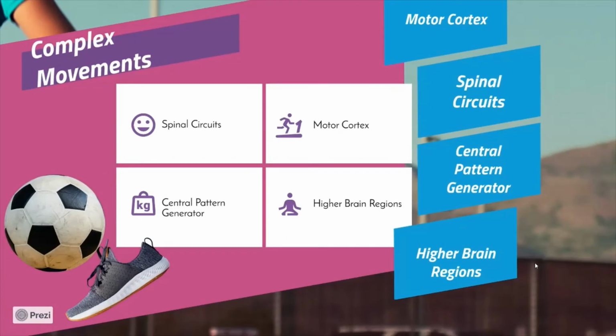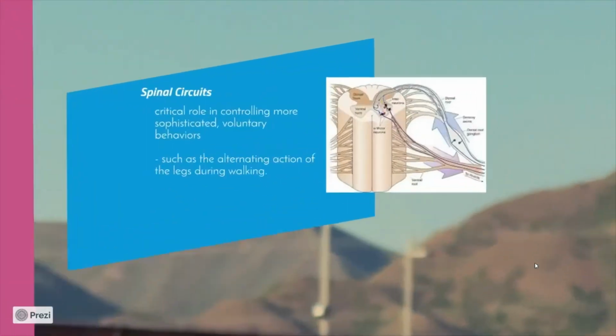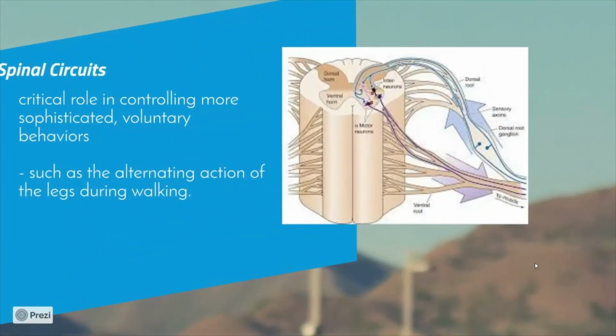Complex movements involve many mechanisms. The four main mechanisms are spinal circuits, motor cortex, central pattern generators, and higher brain regions. Starting with the spinal circuits. The spinal circuits are located in the spinal cord, and they play a critical role in controlling more sophisticated voluntary behavior, such as the alternating action of the legs during walking. This is called locomotion because it is rhythmic.